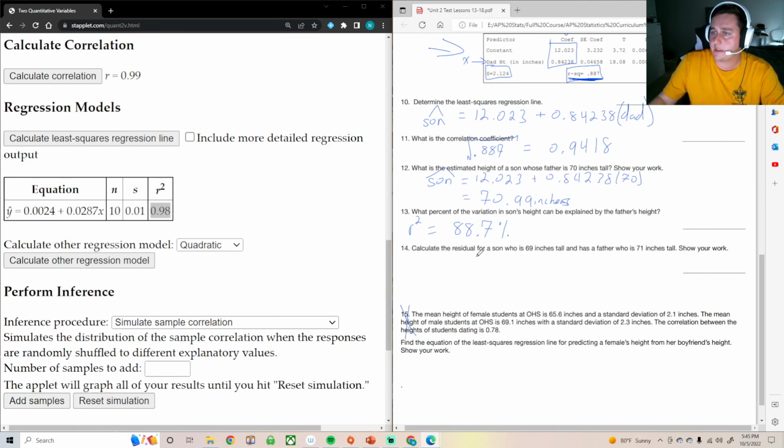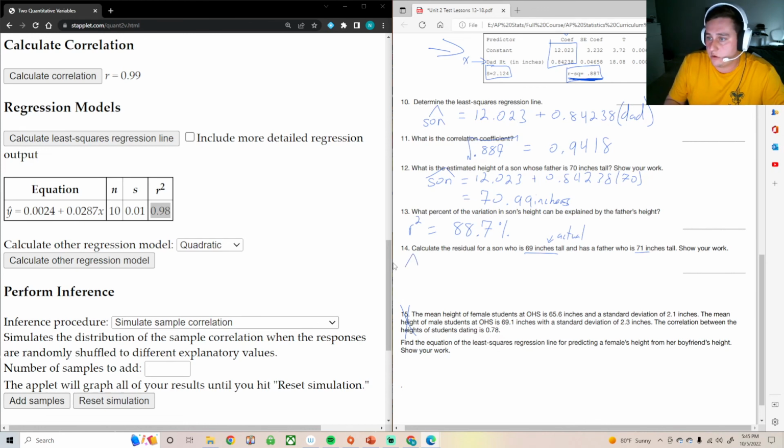And then number 14, calculate the residual for a son who is 69 inches tall and has a father who is 71 inches tall. Show your work. So the residual for a son who is 69 inches tall, we need to find out, this is his actual. Let's make that clear. This is actual. His actual height is 69 inches, but we need to figure out how tall he was predicted to be based on his father's height.